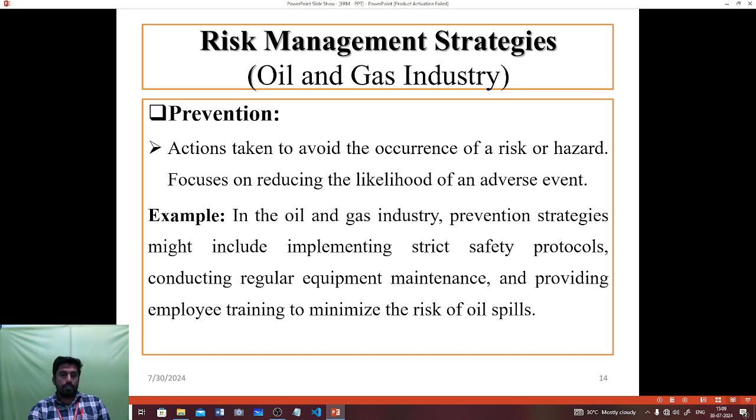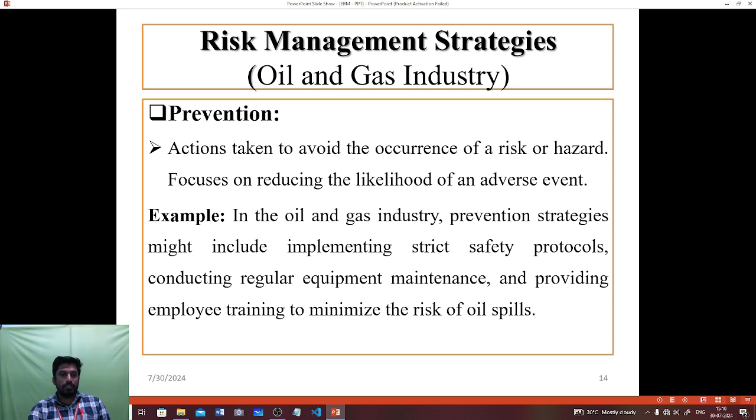It is one of the processes. First one is prevention. How do we manage the risk by prevention, by the action of prevention? Prevention is nothing but the actions to avoid the occurrence of a risk or hazard. It focuses on reducing the likelihood of the adverse event. If something happens to the environment, we can prevent it or protect the environment. So whatever actions are taken will avoid the particular risk or hazards.